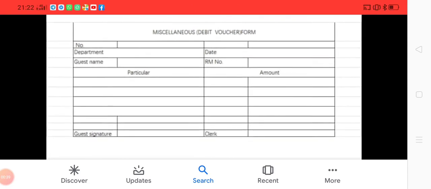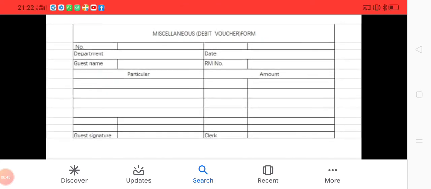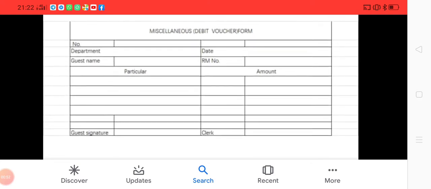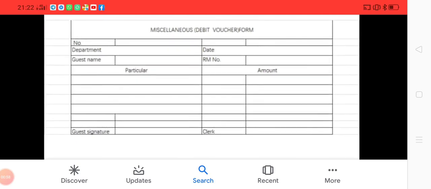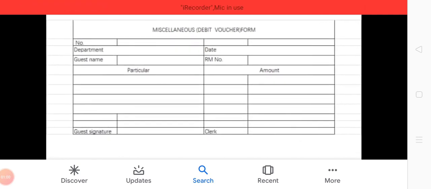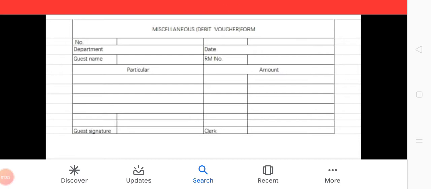In the miscellaneous voucher we have the miscellaneous voucher number, then the department for which we have paid this amount, then the name of the guest for whom we have paid this amount, then the date on which we have paid this voucher amount to the vendor, and the room number, what is the room number of the guest, and the particulars, the description of the things which we have paid.